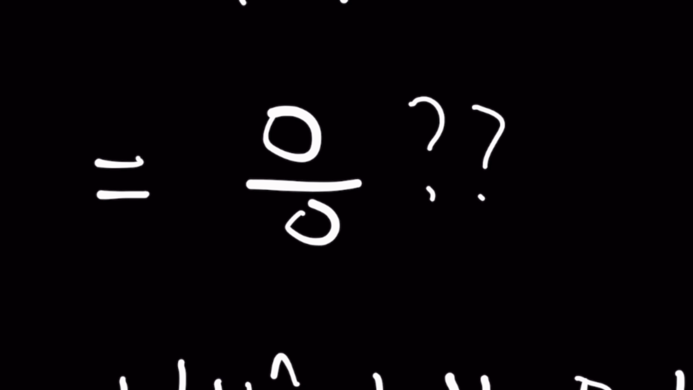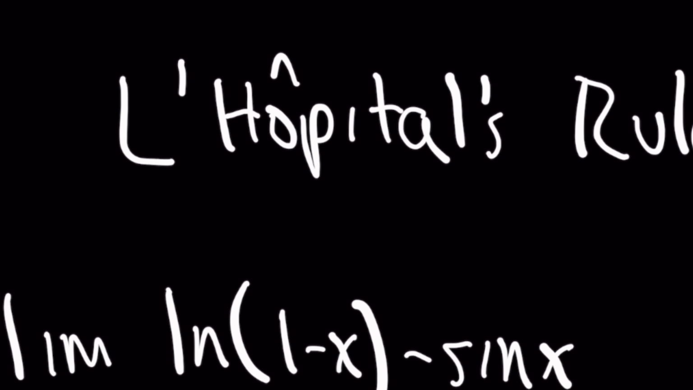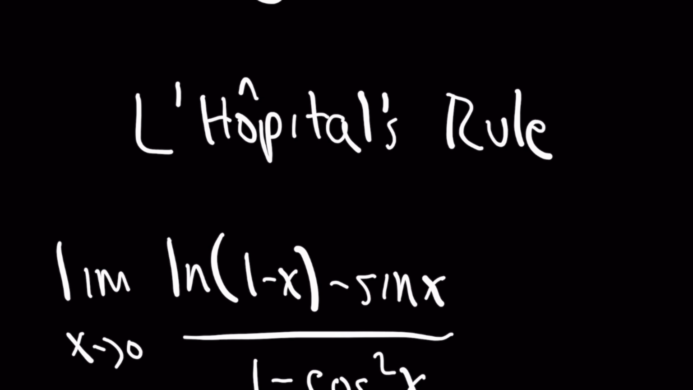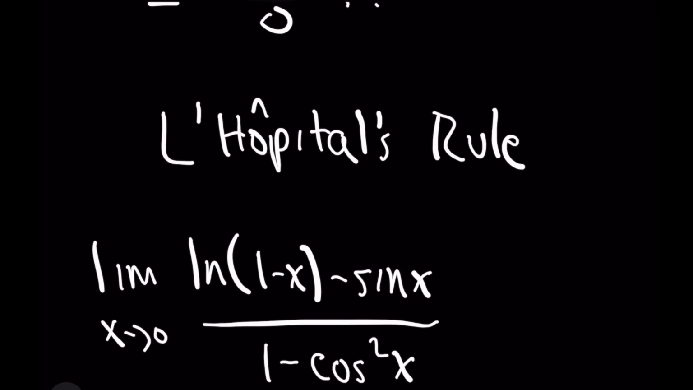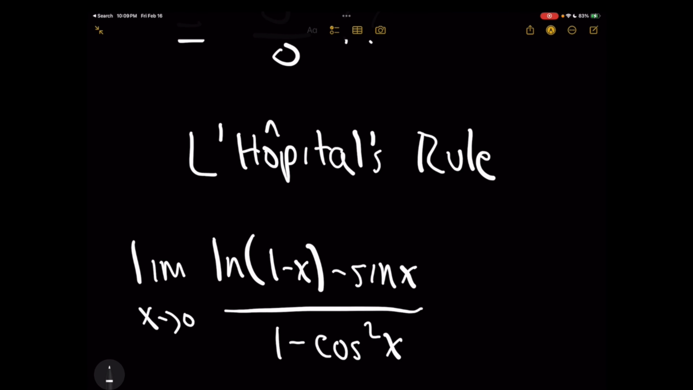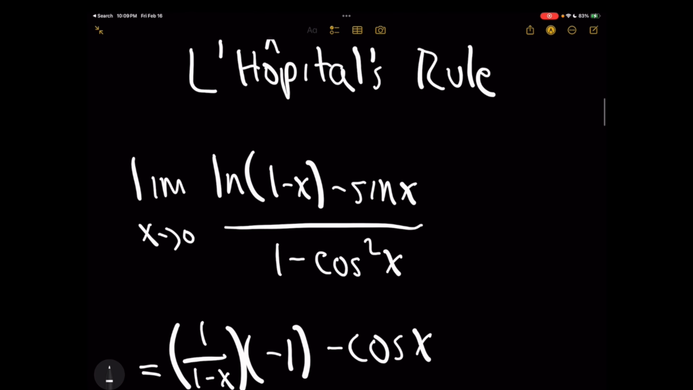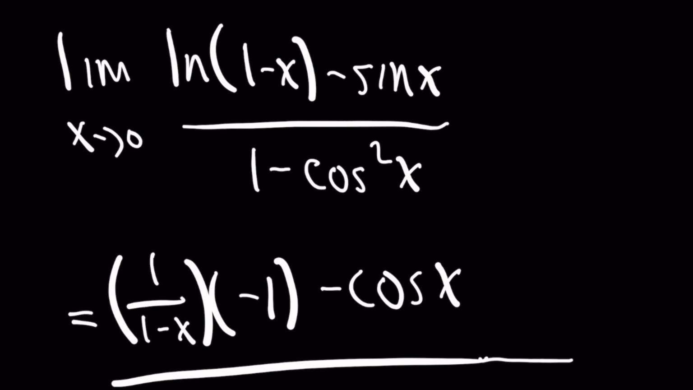With L'Hopital's rule, you can go back to the original problem and solve it by instead taking the derivative of the numerator and denominator separately. So for this expression, natural log of 1 minus x, minus sine of x, all over 1 minus cosine squared of x, if you take the numerator's derivative and then do it separately for the denominator, what do you come up with?